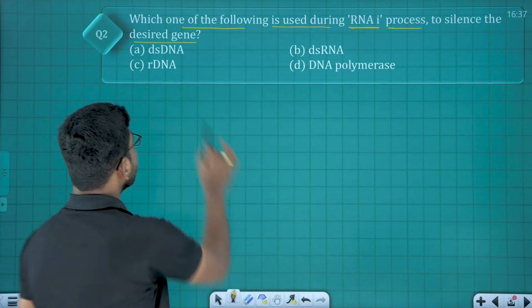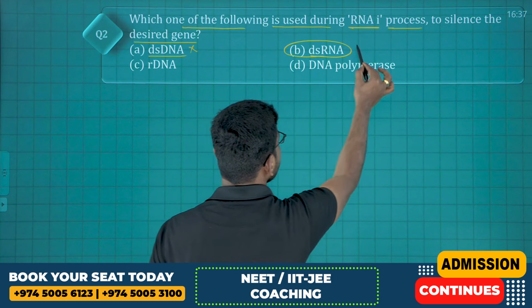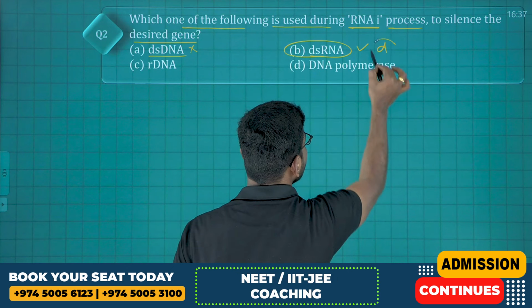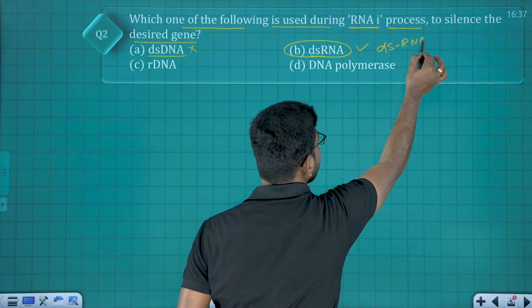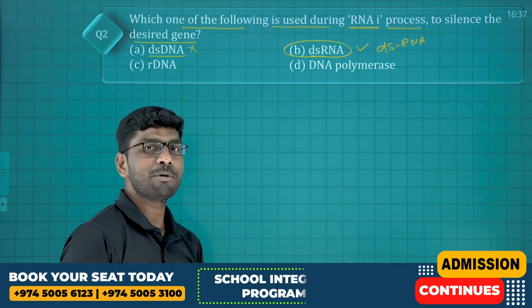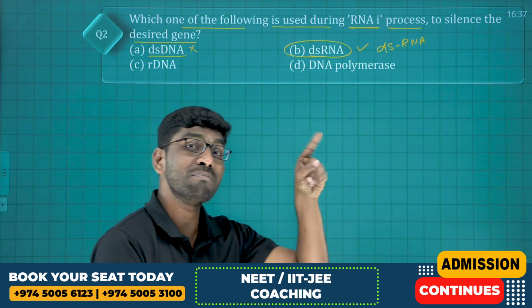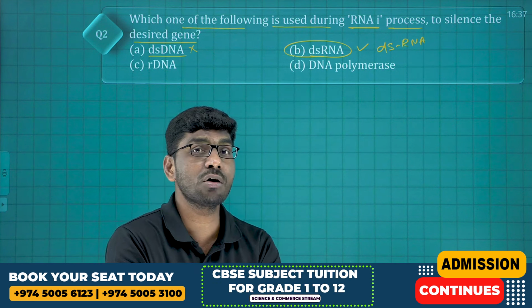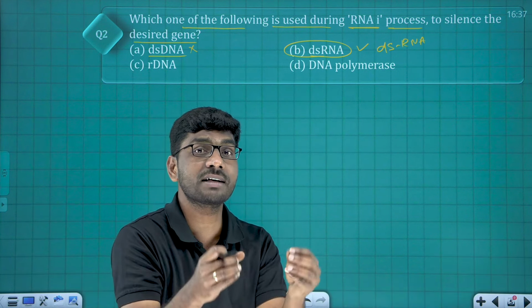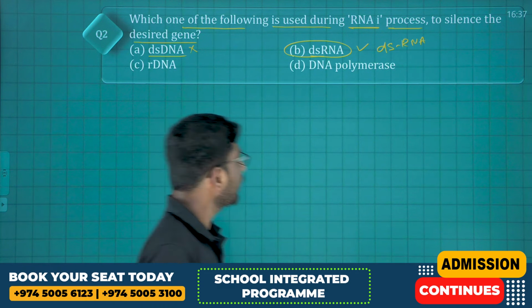The RNAi process silences the desired gene. Which of the following? dsDNA? No. dsRNA? Yes, dsRNA. What is dsRNA? Double-stranded RNA. With the help of this double-stranded RNA, we are silencing the mRNA of Meloidogyne incognita. That's the reason why Meloidogyne incognita is not infecting the transgenic tobacco plant. Clear, my dear? So shall we go to the next question?